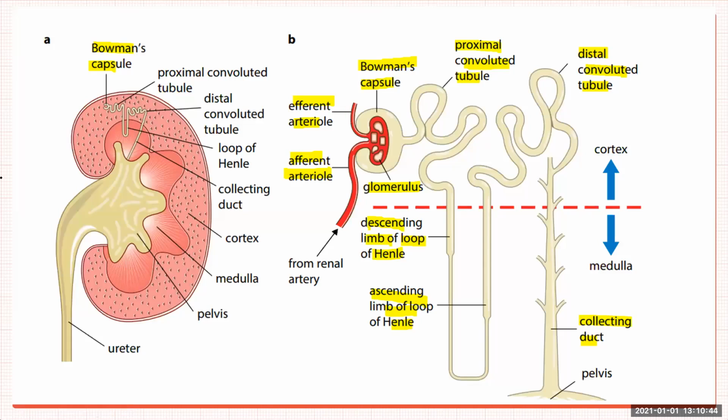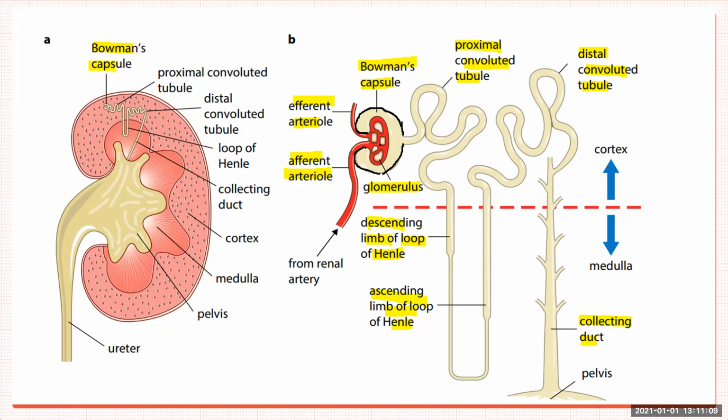Here you can see the structure of the nephron. If you focus here, the structure that you see is known as the Bowman's capsule. This is an enlarged version. This structure that you see here, this part, is known as the Bowman's capsule, right? It contains these twisted capillaries, which are known as the glomerulus.